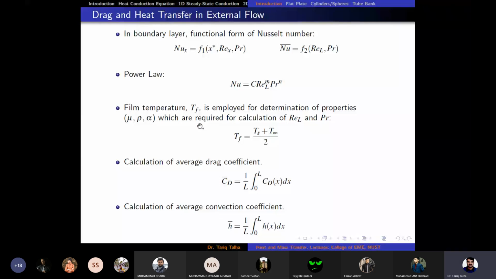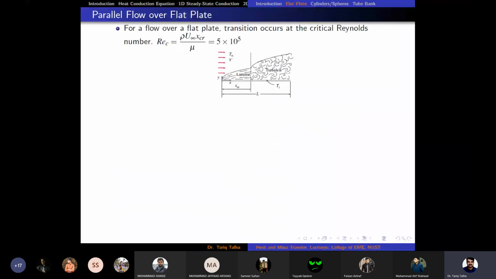So this was just the introduction, of how we are going to extend our discussion to external forced convection. First of all, we would discuss flow over a flat plate. So that is the first external flow scenario which we are going to discuss.